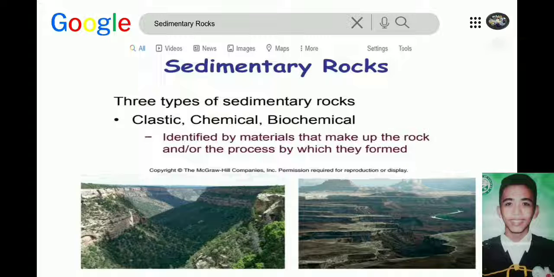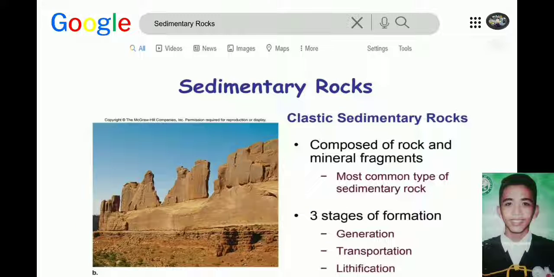The next slide is the types of sedimentary rocks. There are three types of sedimentary rocks. The first one is clastic, the second one is chemical, and the third one is biochemical, identified by the materials that make up the rock and the process by which they formed. The clastic sedimentary rock is the most common type of sedimentary rock. It is composed of rock and mineral fragments.